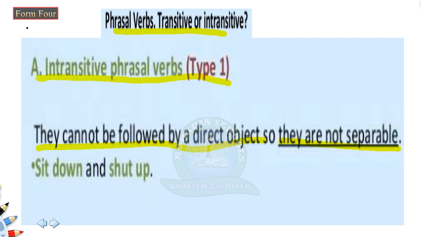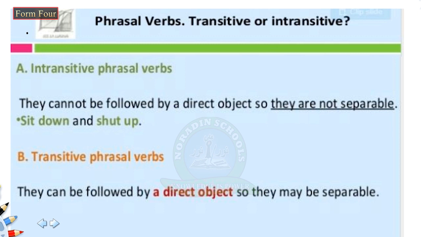For example, sit down and shut up. There is no object here. So sit down and shut up are inseparable. We say they are intransitive verbs, so intransitive verbs can be not separable. Intransitive phrasal verbs cannot be followed by a direct object, so they are not separable.